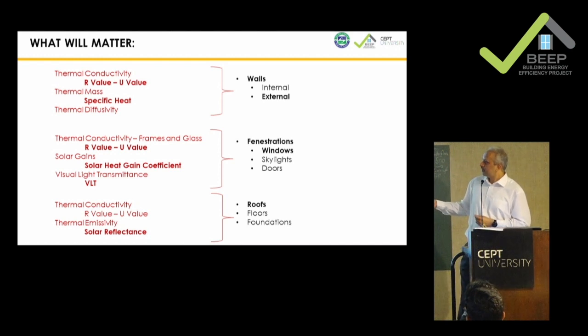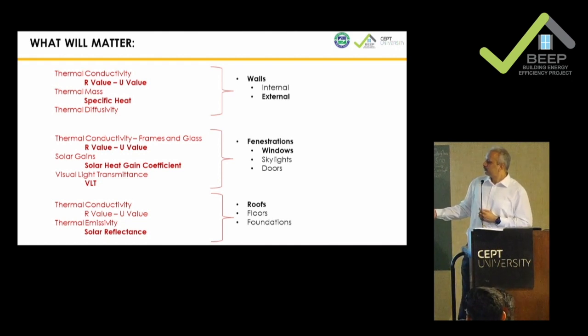When it comes to a fenestration, you have an R or U value. Sorry, this should be changed. So do you have a solar heat gain coefficient? No, it's correct. And you have a visual light transmittance. So when you're evaluating a wall, you're just looking at a U value and the specific heat, but when you're looking at fenestration, you are looking at three things together.